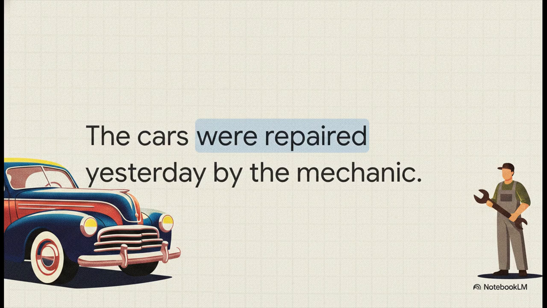Our active sentence is, the mechanic repaired the cars yesterday. Step 1, let's identify. The mechanic is the subject, repaired is the verb, and the cars is the object. Step 2, we move the object. The cars goes right to the front.